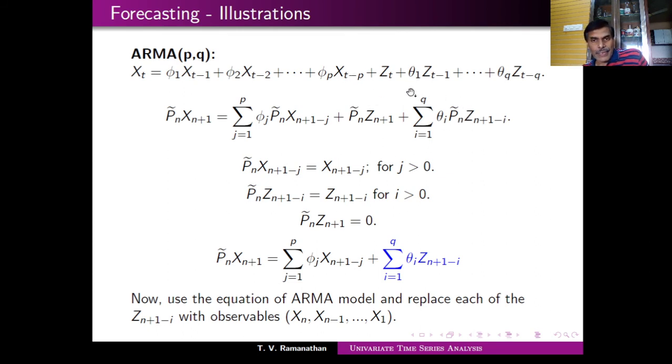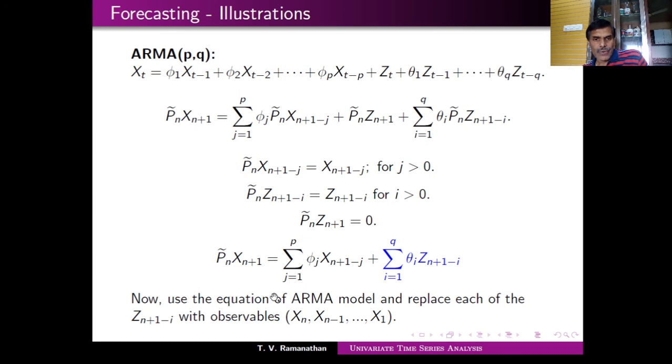Now what happened is that I cannot call this a predictor, because this involves zi's which are not observable. Xi's are okay up to n, but these are not. So we need to rewrite this whole thing in terms of xi's. So how will you rewrite this? And these quantities are given by this for j greater than 0, and these quantities are given by Zn plus 1 for i greater than 0, and p equals Zn plus 1 equal to 0.